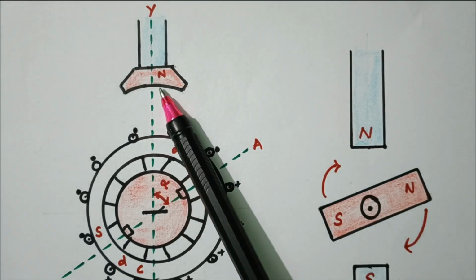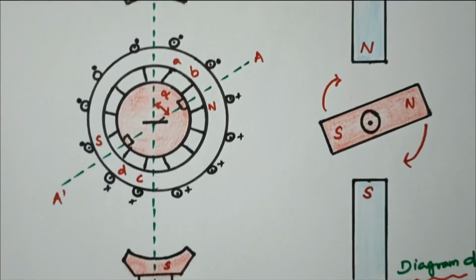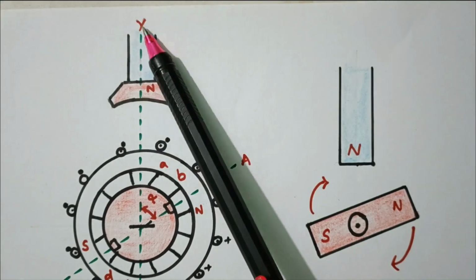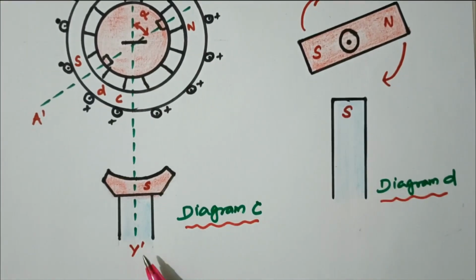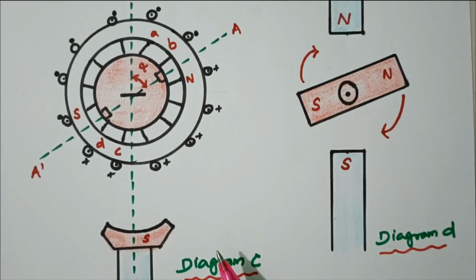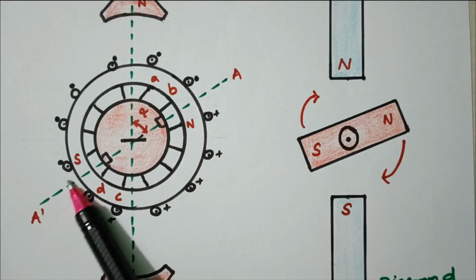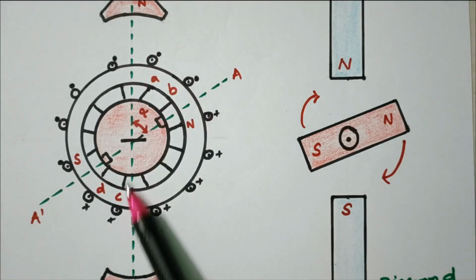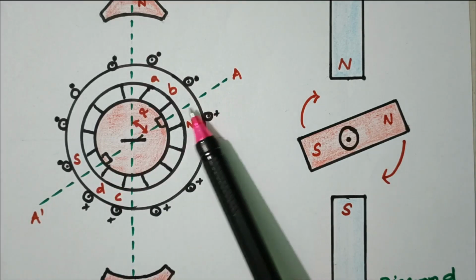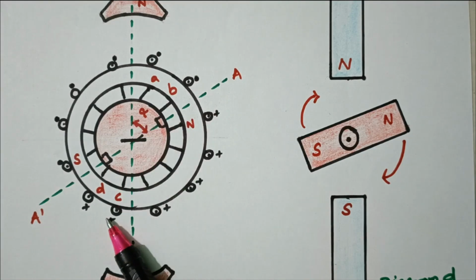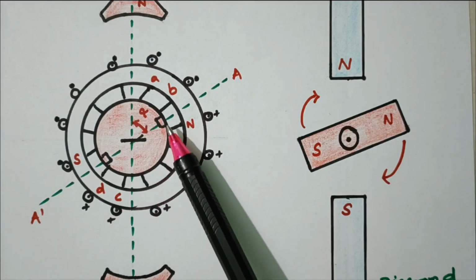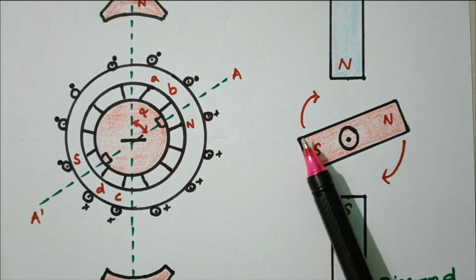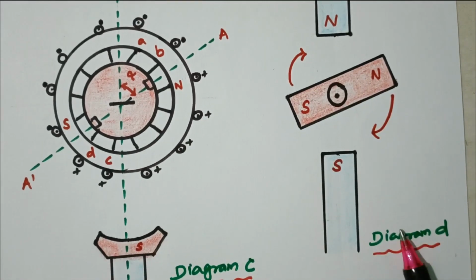The top we have the N pole, what we discussed earlier, and at the bottom the S pole. The axis is YY dash, diagram C. Now the rotor is at an angle of alpha, between AA dash and YY dash there is an angle of alpha. So in this position also an EMF will be induced and the motor rotates. That refers to diagram D.